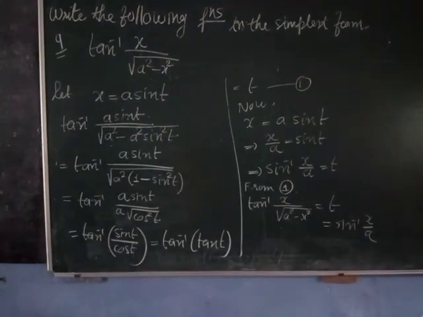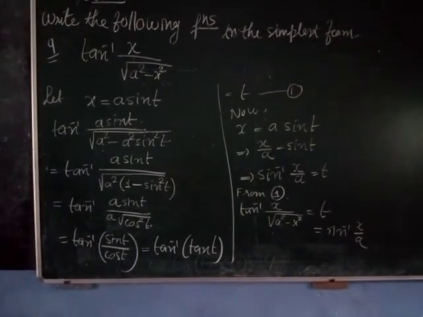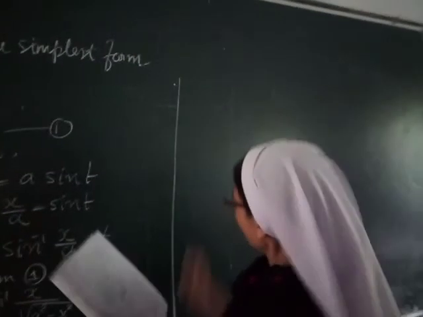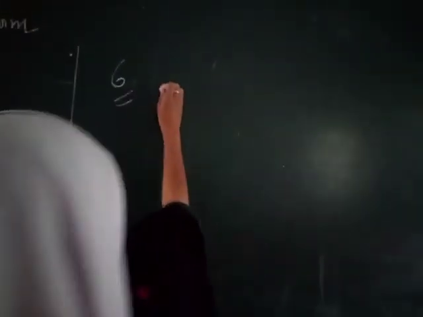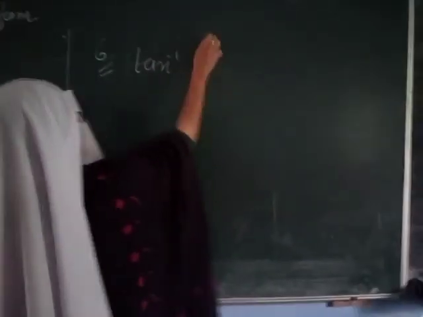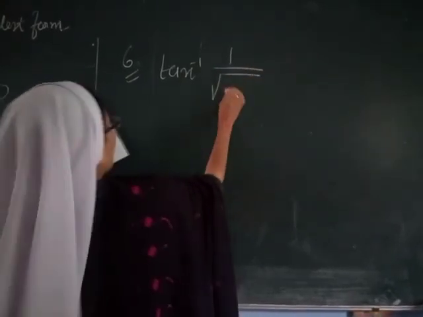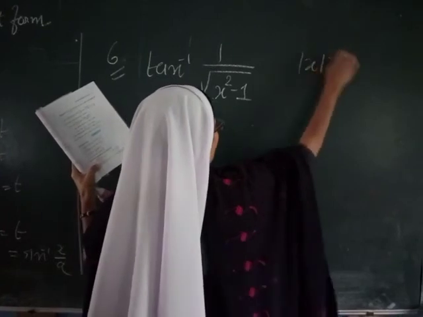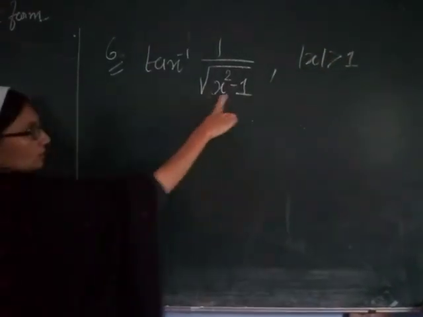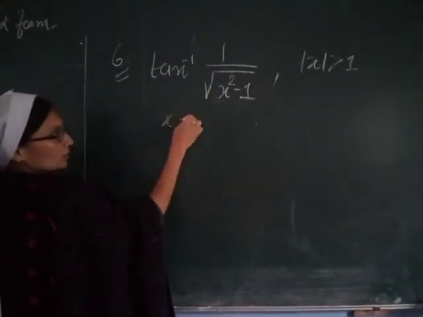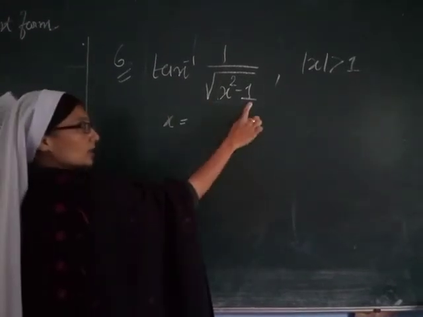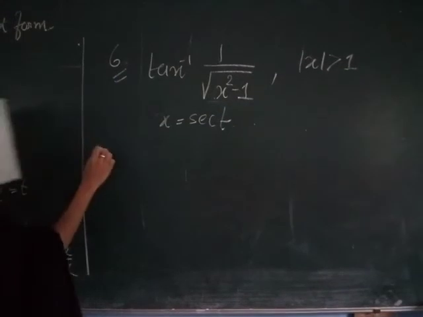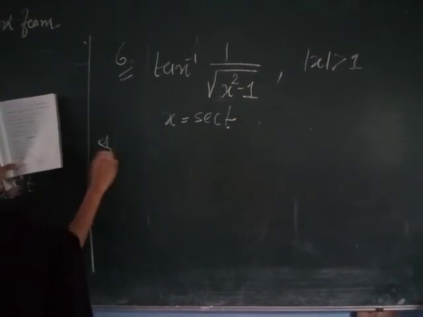I'll just give you the hint. You write down the question and I'll give you the hint, so please try yourself. Question number 6: tan inverse 1 divided by square root of x square minus 1. It's given that modulus of x is greater than 1. See here x square minus 1, so you have to assume x equal to something. Take x is equal to sec t and solve it. Please do it.